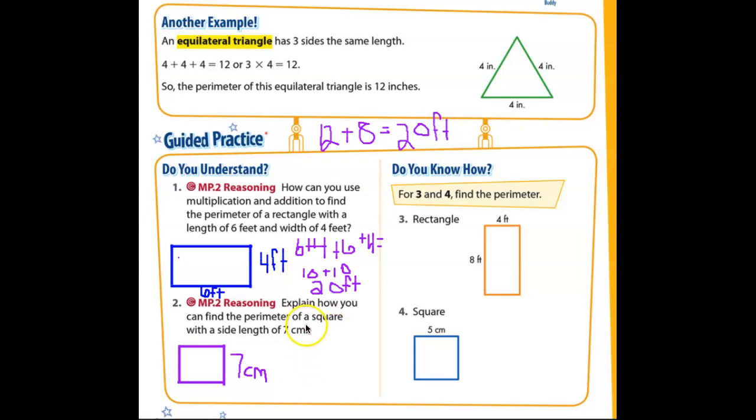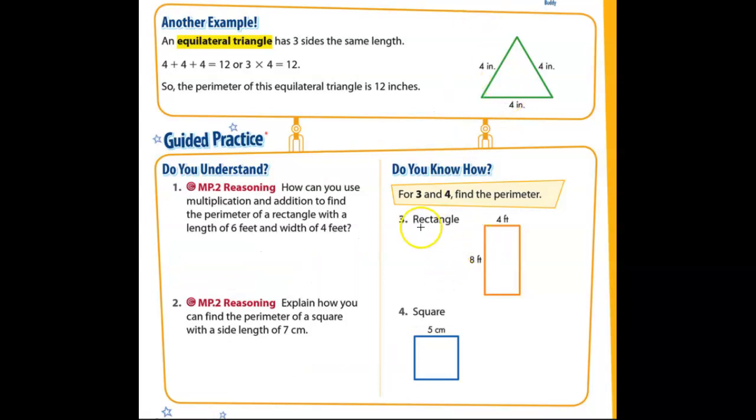Down here it says, explain how you can find the perimeter of a square with a side length of 7. So with a square, if you only know one side length, that's okay, because in a square we know that all sides are the same. So every side is going to be 7 centimeters. So I could add 7 plus 7 plus 7 plus 7, or I could multiply 7 times 4 sides, which is equal to 28. And I can't forget my unit is centimeters, 28 centimeters.